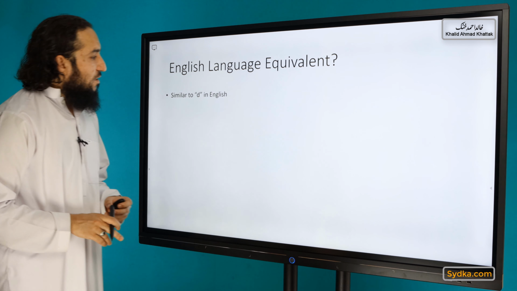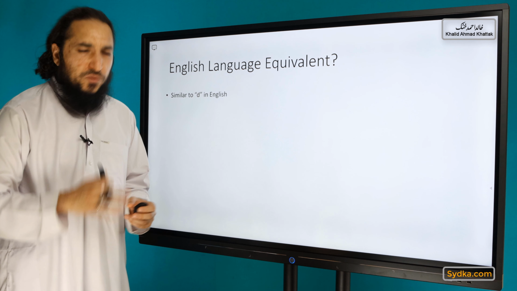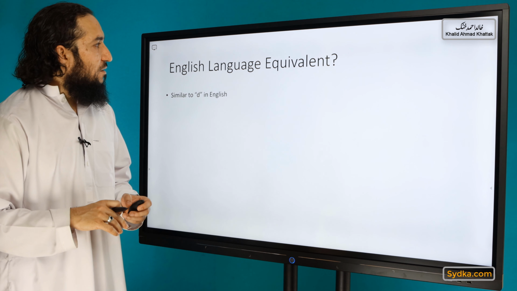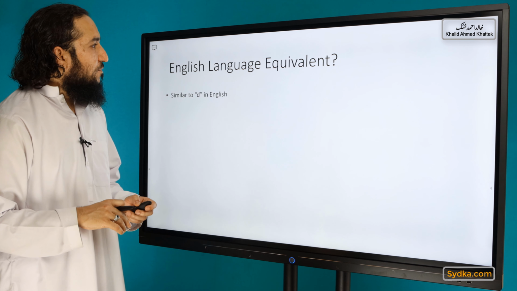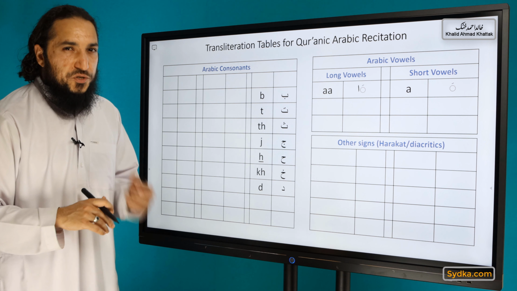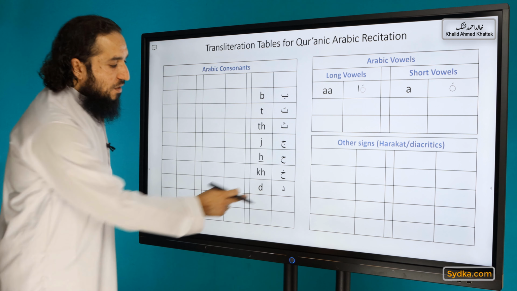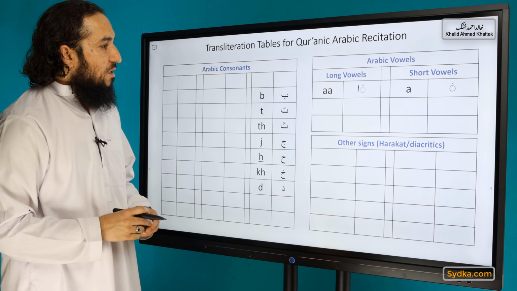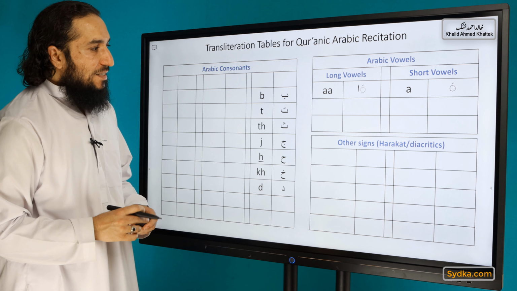English equivalent, it is similar to D. It's not the same, but it's similar to D. That's the English equivalent. And for transliteration purposes, we will be using D to represent the sound in English.